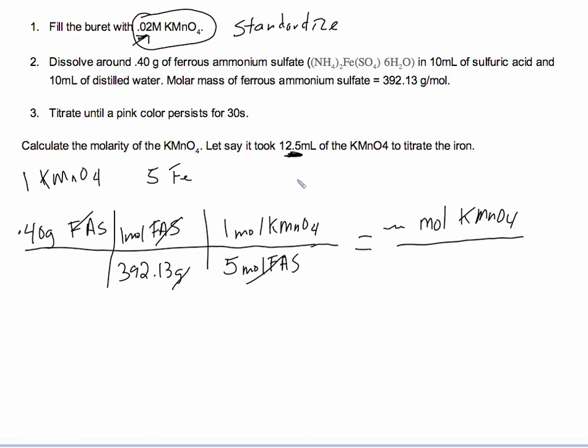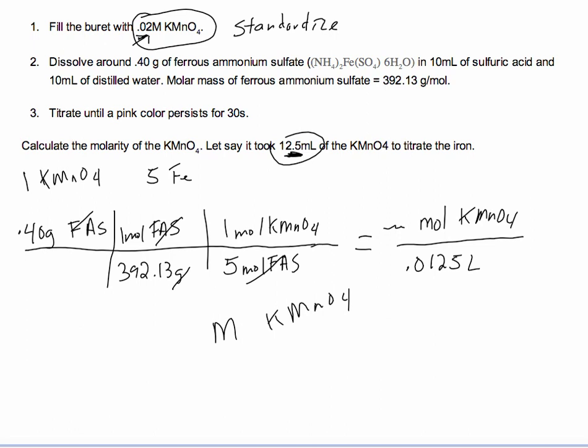And then you're going to divide that by how many milliliters it took. Well, not milliliters, but you have to change it to liters. But how many liters it took to react with all the iron. So to react with this many grams of the ferrous ammonium sulfate, which was basically the iron, you have to take the moles divided by the liters, and so you have to change this to 0.0125 liters. I had to move the decimal 3 spots. I just changed that into liters. And if you do that, you'll get the molarity of the KMnO4.